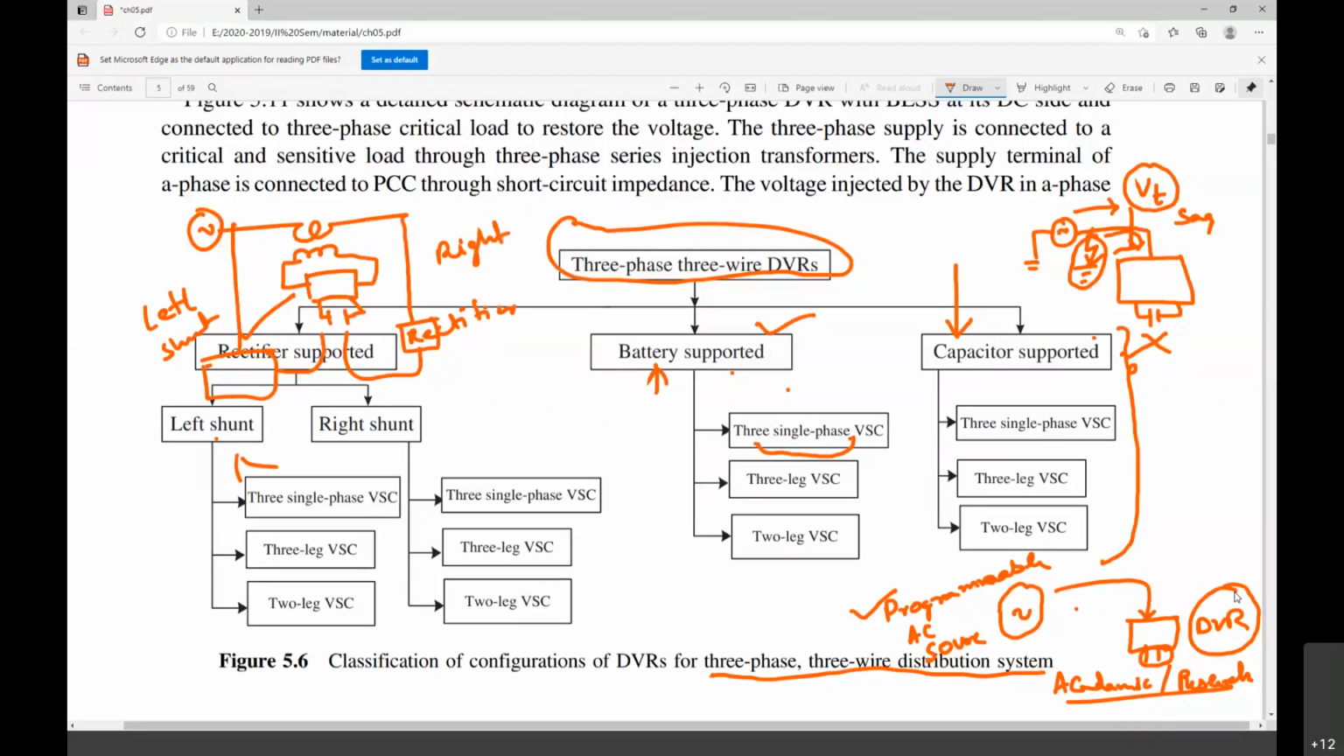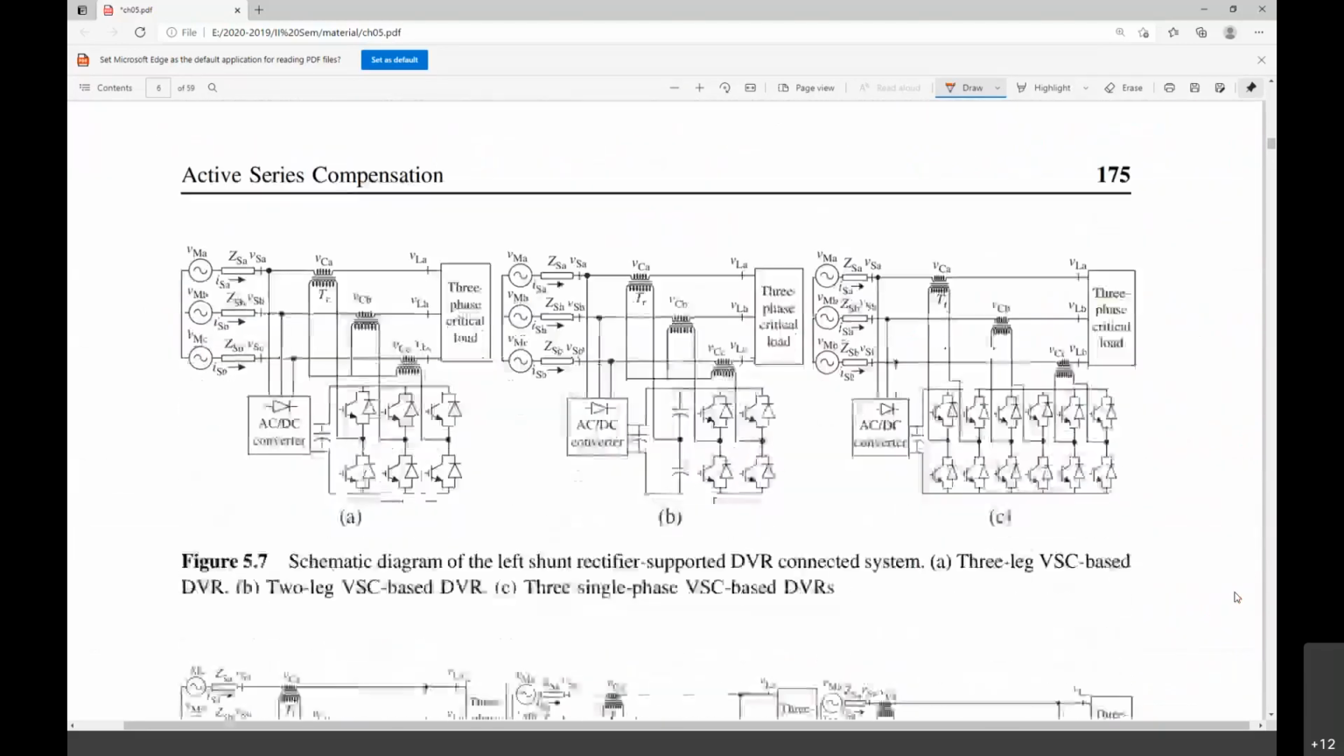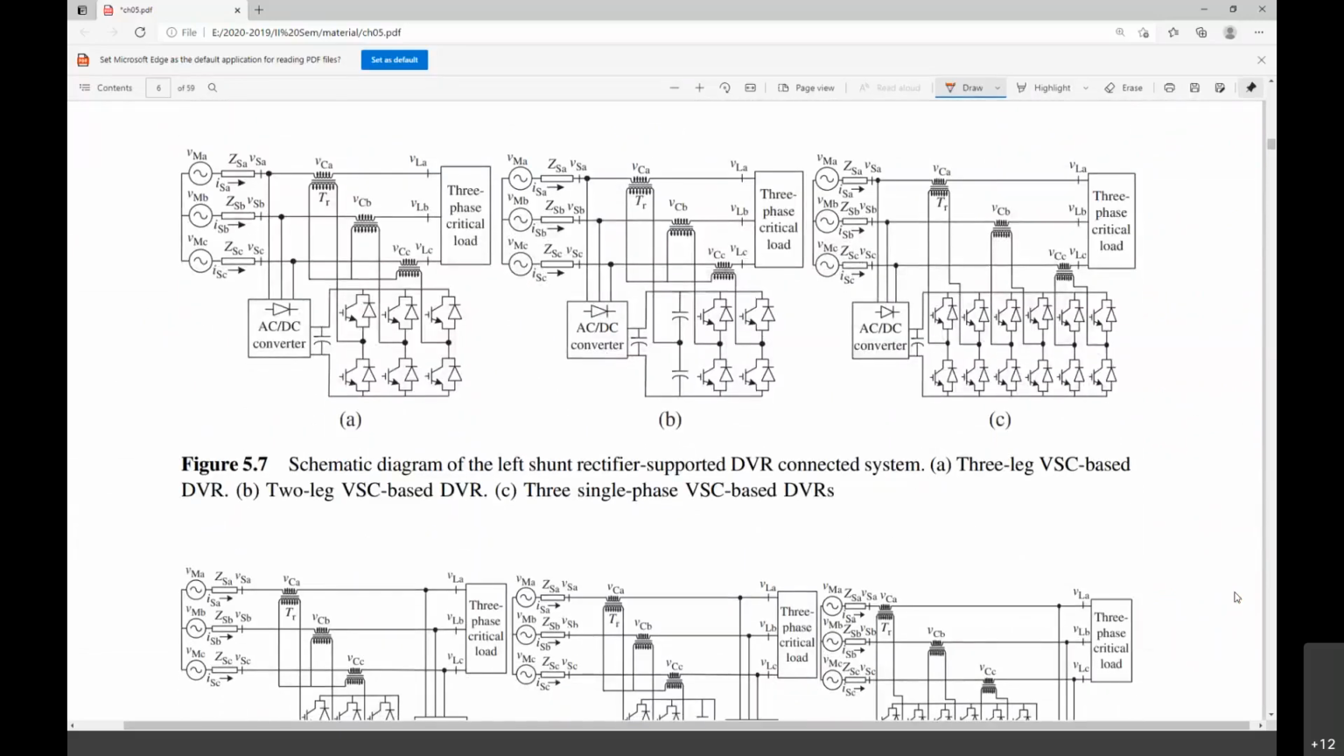Again, they have mentioned 3 single phase VSC, 3 leg VSC, and 2 leg VSC. Right shunt also the same thing. These are all the topologies or the classification of the configurations of a DVR for a 3-phase, 3-wire DVR. We'll see that one by one. This is the left shunt rectifier supported DVR connected system.